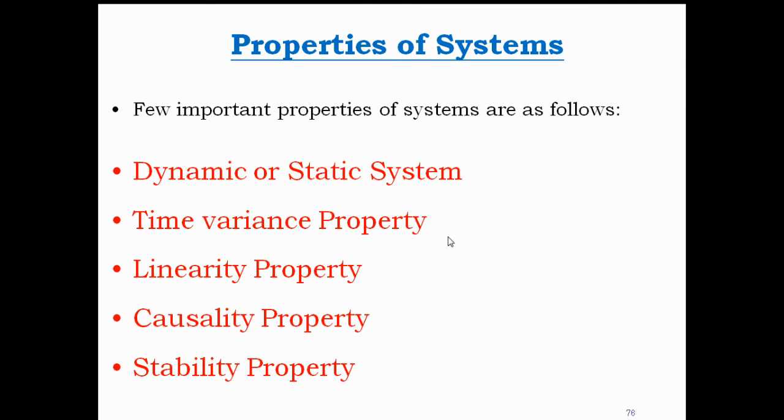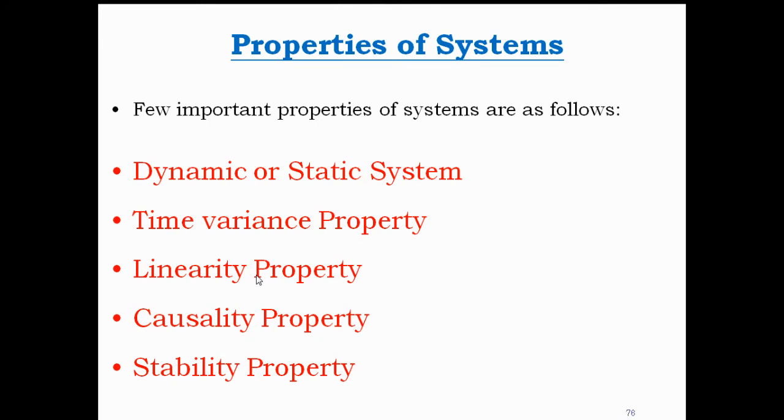Stability property we have already gone through. It is about identifying whether the given system is stable or unstable. Similarly, in causality we check whether the given system is causal or non-causal. In linearity we check whether it is linear or non-linear. In time variance we check whether it is time variant or time invariant. Similarly for dynamic and static systems as well.